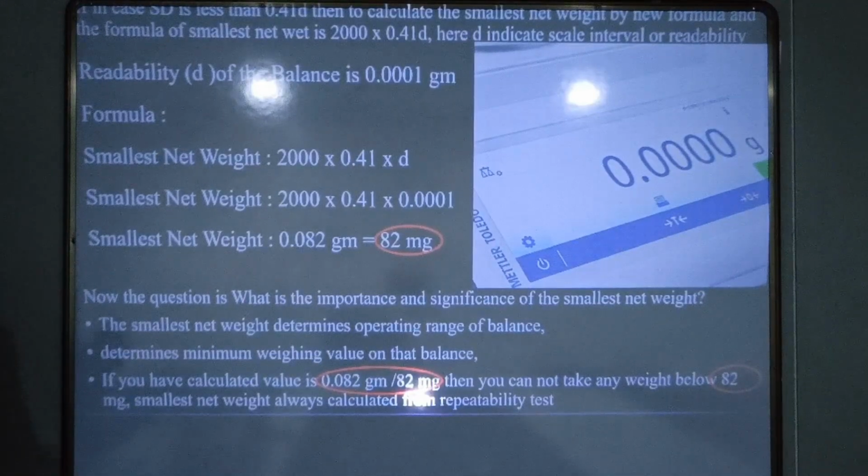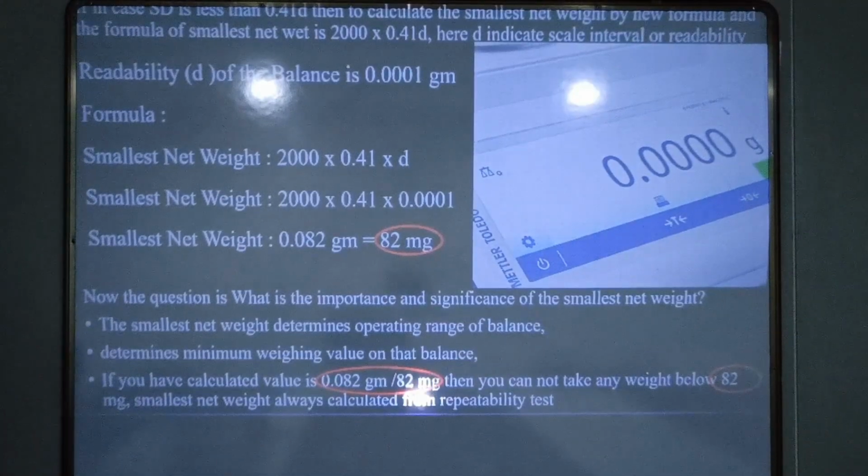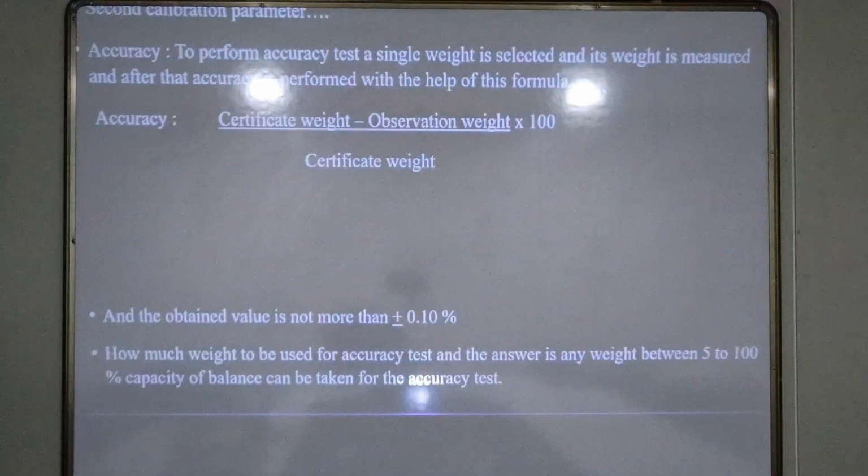Nowadays, many balance manufacturers in the market provide a minimum weight to be weighed on that balance, but that value cannot be considered. That value cannot be implemented in pharmaceutical work. We have to calculate smallest net weight from the repeatability test only, and we have to implement this value in our day-to-day good weighing practice. Now, the second calibration parameter: accuracy.